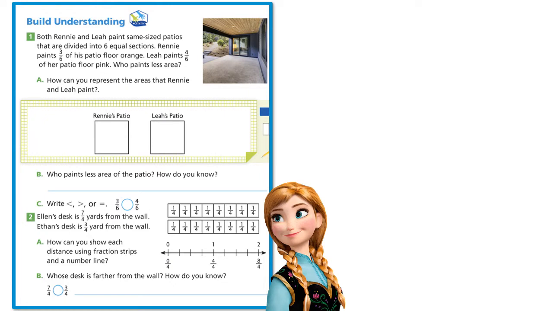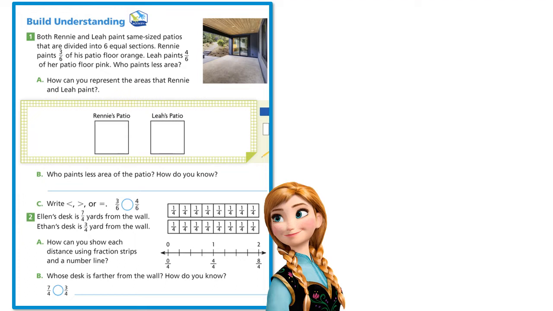Number 1, both Rennie and Leah paint same-sized patios that are divided into 6 equal sections. Rennie paints 3/6 of his patio floor orange. Leah paints 4/6 of her patio floor pink. Who paints less area? Well, let's think about what this problem is talking about.